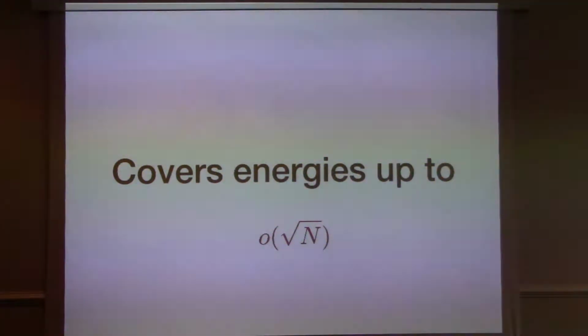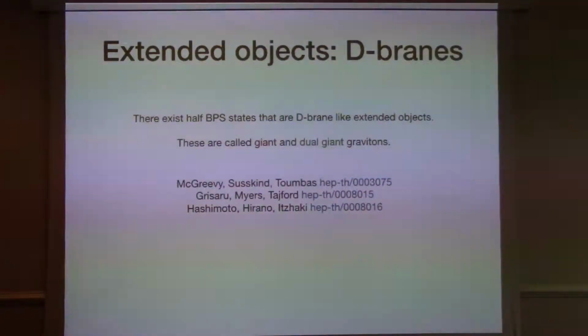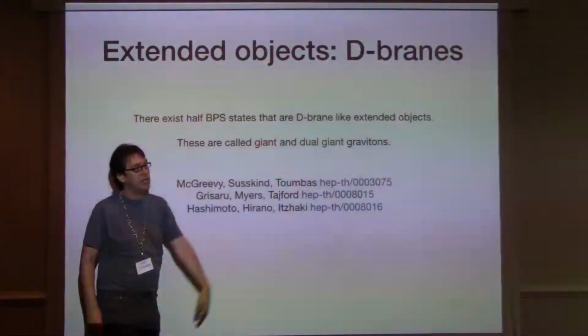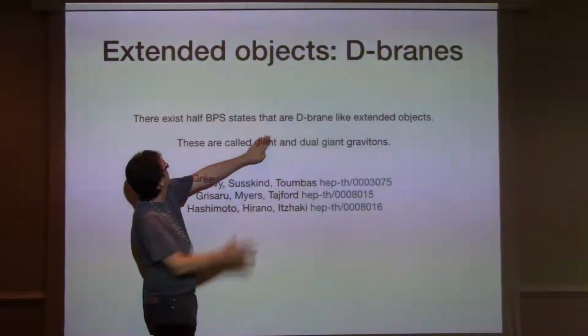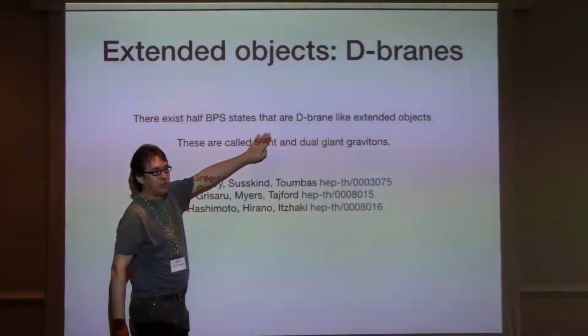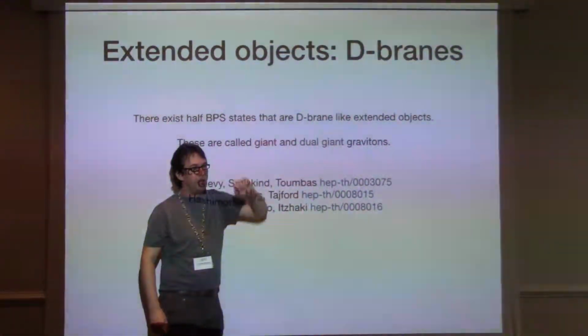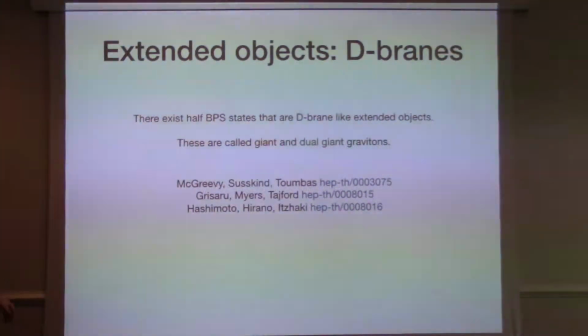So the next step up is the first non-perturbative object that one can write down. Are there D-branes in N=4 Yang-Mills? And the answer is yes. It turns out that there exist half BPS states that are D-brane-like, extended objects. They're called giant gravitons. The point is that half BPS states are gravitons, and these are extended objects that have the same quantum numbers, so what better name than giant gravitons? And then people found another solution, and they called those dual giant gravitons.